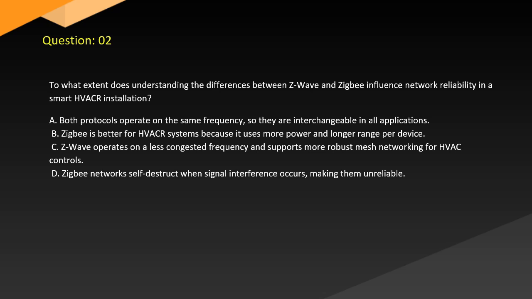Question 2. To what extent does understanding the differences between Z-Wave and Zigbee influence network reliability in a smart HVACR installation? A. Both protocols operate on the same frequency, so they are interchangeable in all applications. B. Zigbee is better for HVACR systems because it uses more power and longer range per device. C. Z-Wave operates on a less congested frequency and supports more robust mesh networking for HVAC controls. D. Zigbee networks self-destruct when signal interference occurs, making them unreliable.